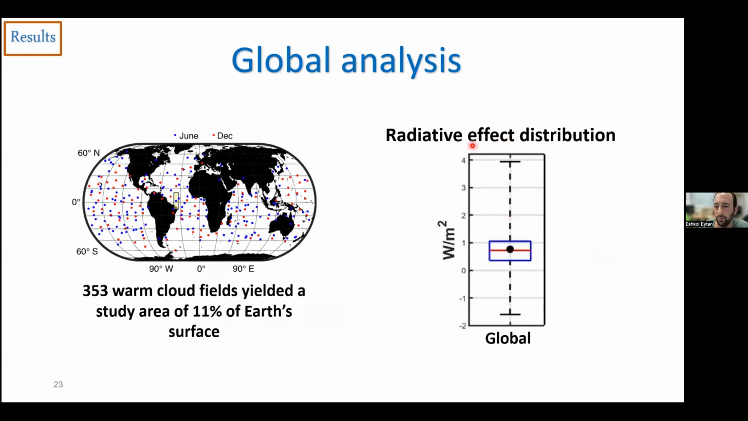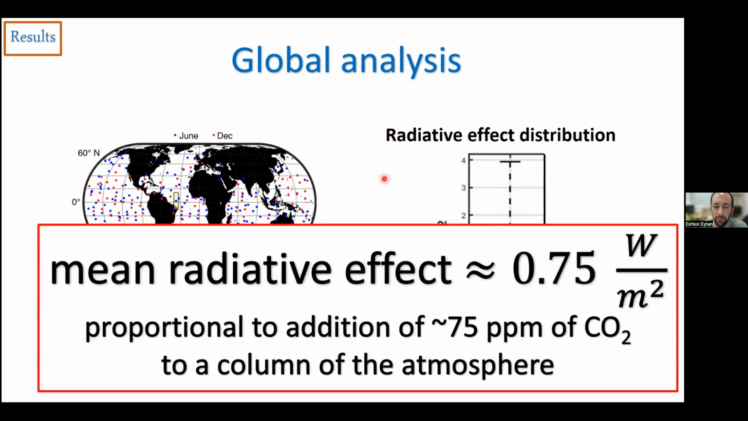And here you can see the distribution of the radiative effect of all the cloud fields that we analyzed, with this box plot. The red line is the median radiative effect for all images, and the black dot is the mean radiative effect for all of the images. The blue box gives the 25th and 75th percentiles, and the error bars give the 10th and 90th percentiles. So we can see that the radiative effect is confined to be positive, and the mean and median values give a value of around 0.75 watts per meter squared.